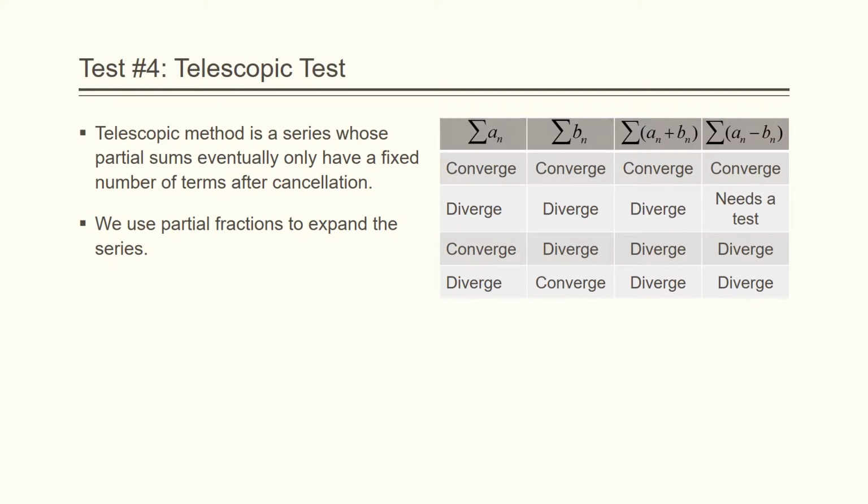Test number 4, the telescoping test. The telescoping method applies to a series whose partial sums eventually have only a fixed number of terms after cancellation. We use partial fractions to expand the series. We use the table on the right to know if the summation or subtraction of the series converges or diverges.